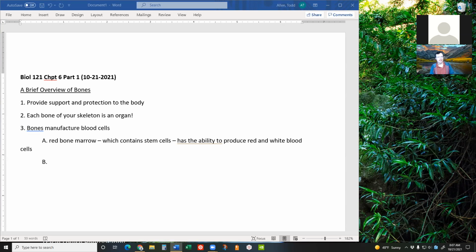Here we go. What is the name of the process bones perform to manufacture blood cells? What do we call this? What do we call this process, folks? Have you come across this in your reading? Any thoughts?